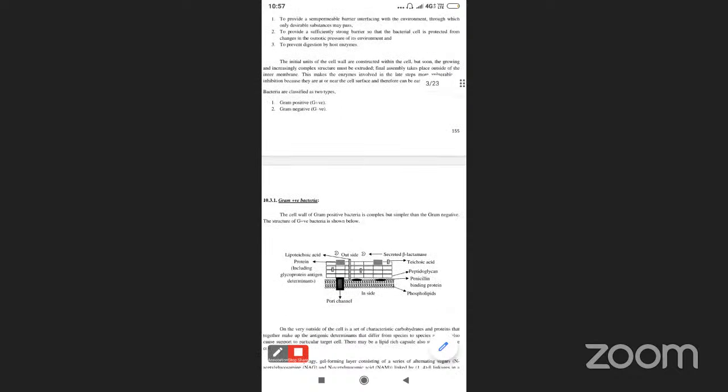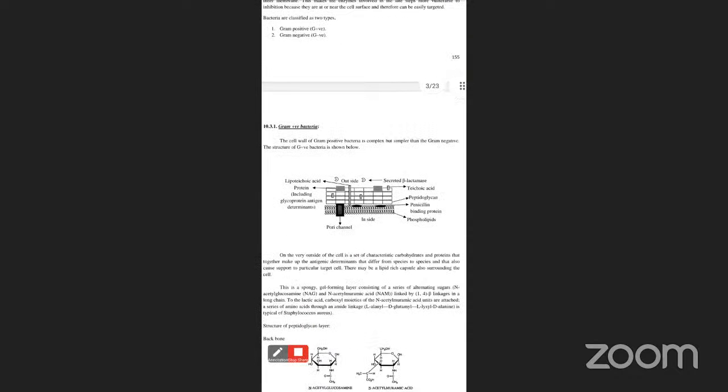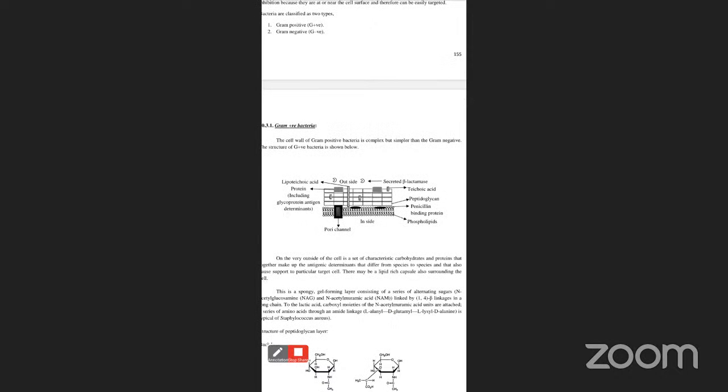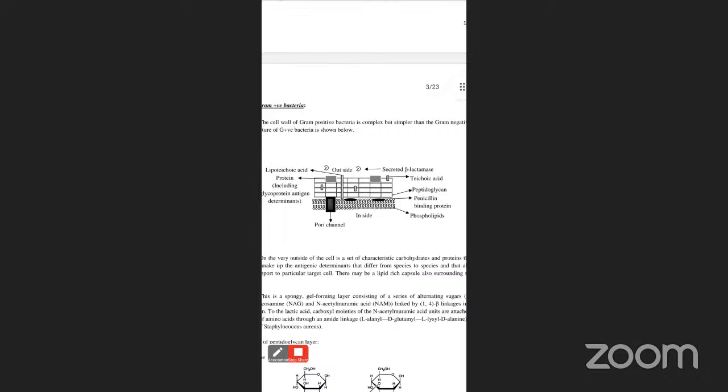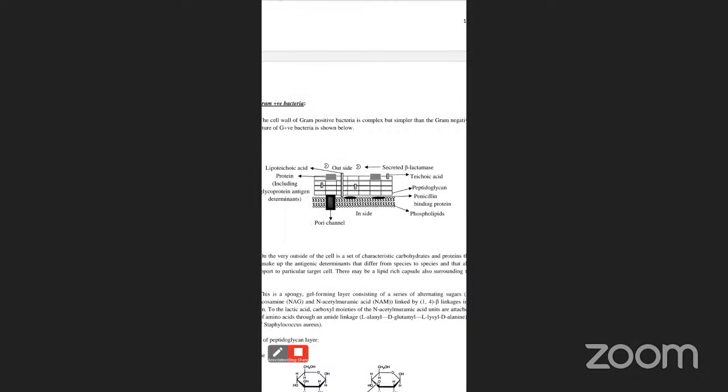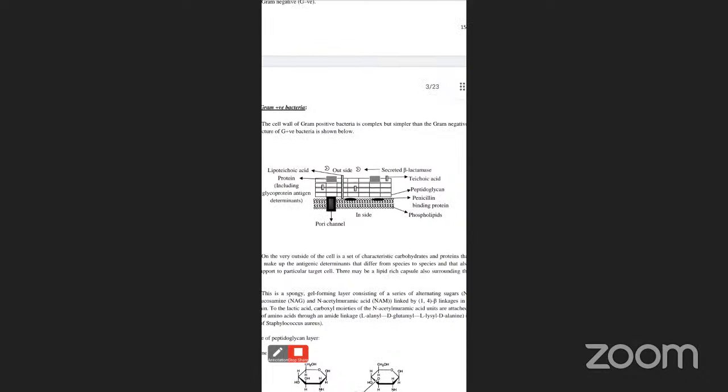The gram positive bacteria cell wall structure is given here. You can see the picture here, right? The cell wall composition is 80% similar to the gram negative bacteria, but gram negative bacteria have a somewhat different structure. You can see the structure of this one, a very simple cell wall structure. The gram positive bacteria cell wall generally has a porin channel here, right? And a phospholipid bilayer is there.